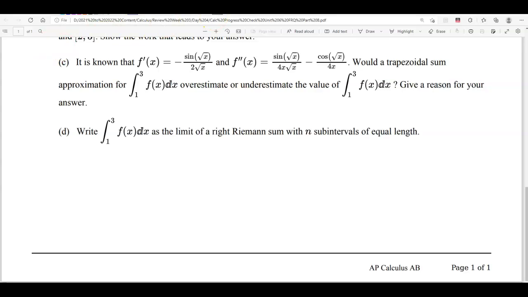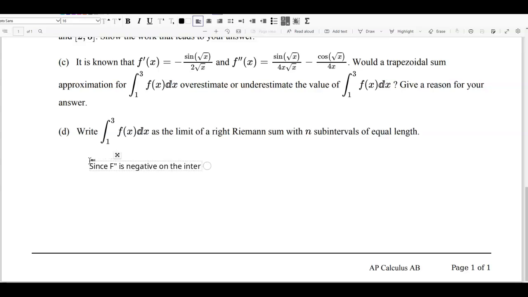So here's how we would answer the question. I'll type it out. Since f double prime is negative on the interval 1 to 3, that means f is concave down on that interval. And therefore, the trapezoidal sum is an underestimate.